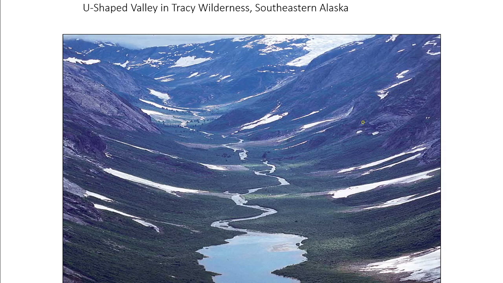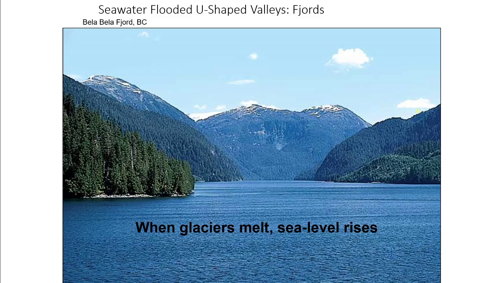Here's a typical one in Alaska. Notice the big U shape. Notice this little river here trying to cut it back to a V. It'll take hundreds of millions of years to get back to a V because look at how U-shaped it is. Whenever you're in a U-shaped valley, you know it's been glaciated.